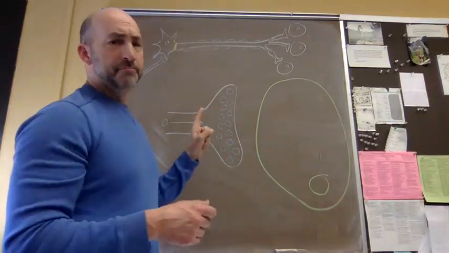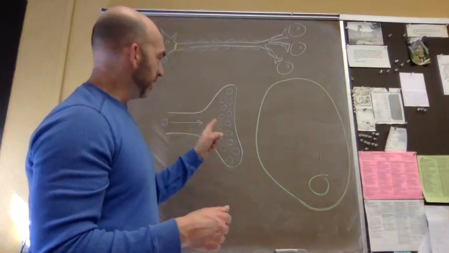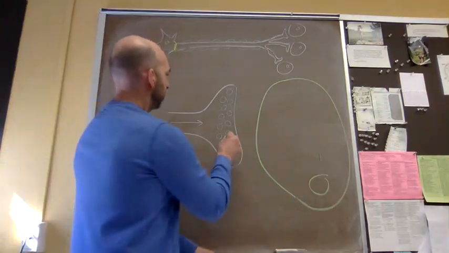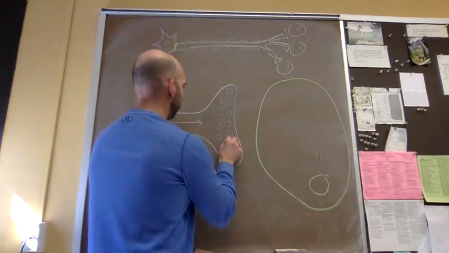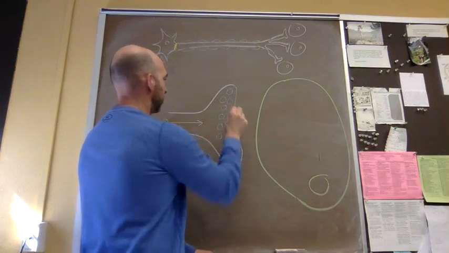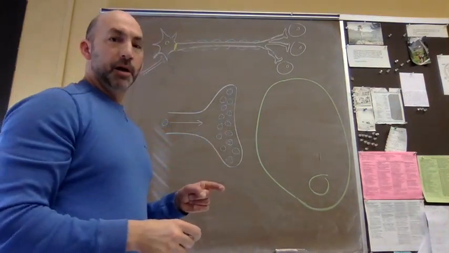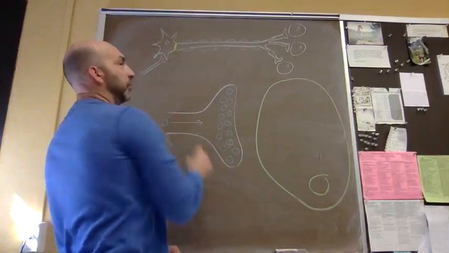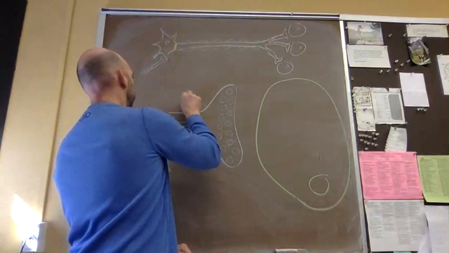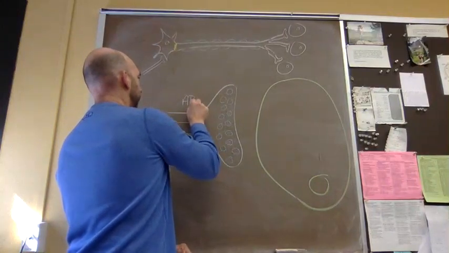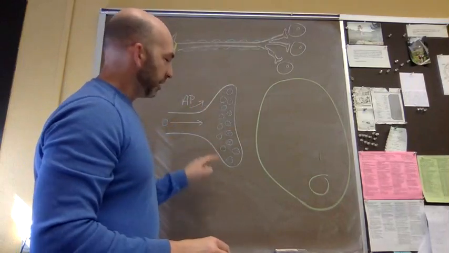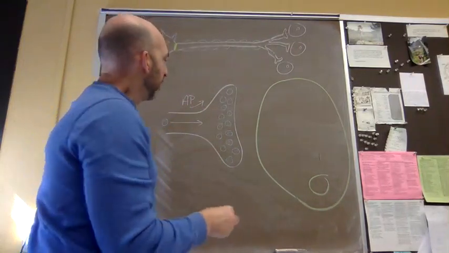Now there are millions of vesicles here, right? And each vesicle contains thousands of molecules of neurotransmitter. And so I won't add it to all, but remember that each of these is going to have lots and lots of neurotransmitter molecules. So when an action potential, a nerve impulse, is generated here, right? We're going to depolarize the membrane of the synaptic bulb.